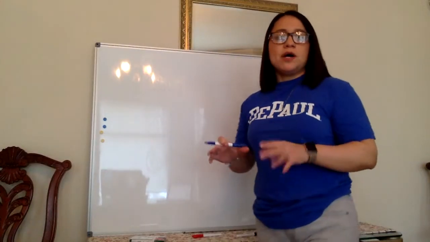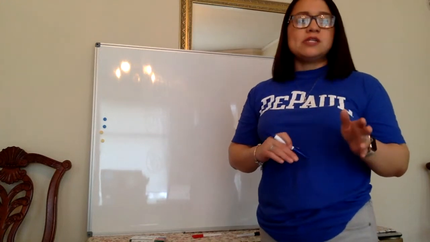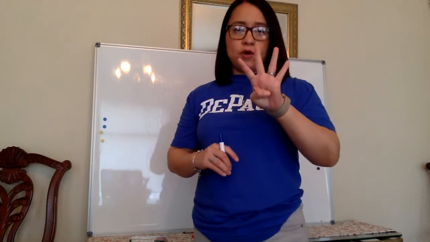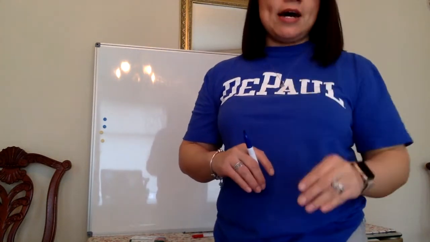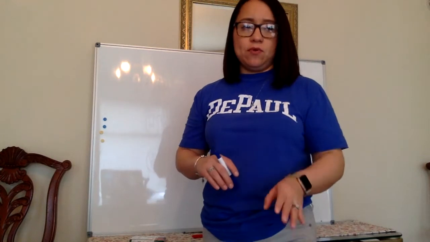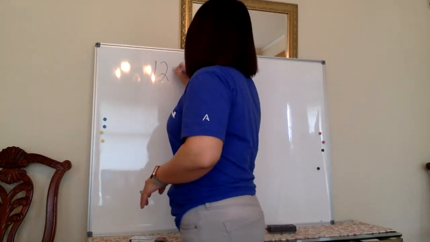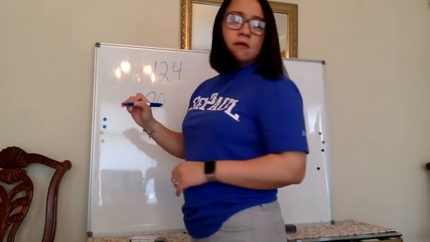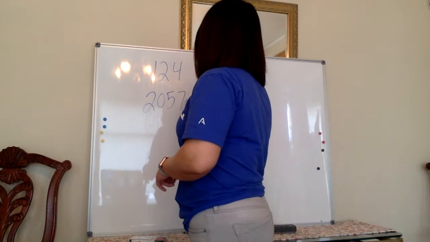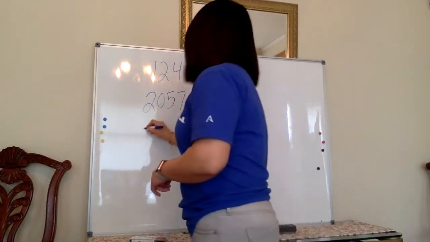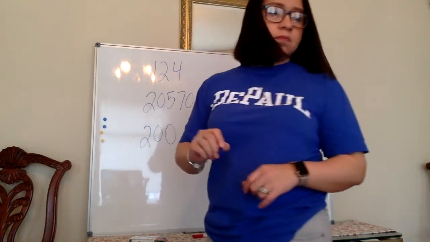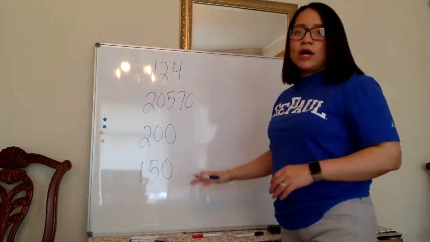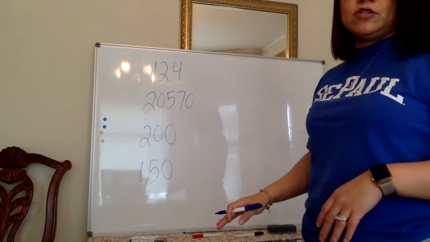So I want you guys to pause the video here. I want you to try the first example, the one that says summary 1 rules. All of these examples, you will see there's 4 examples. All of these do not have decimal points. So we have 124, 20,570, 200, and 150. So pause it here. Try to figure out how many significant figures you see here.